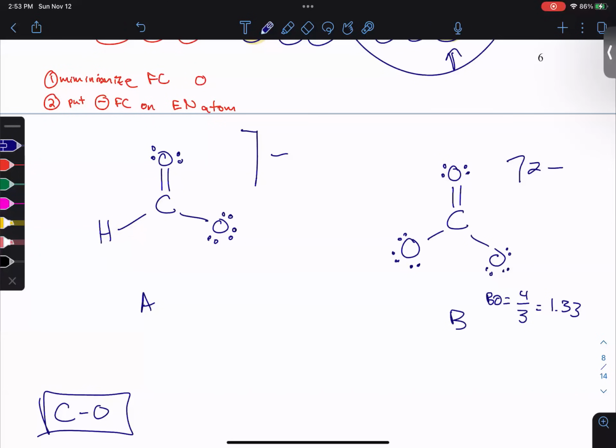So let's calculate it. The double bond can exist in how many different locations? 2. So the bond order here is going to be a double bond and a single bond swapping places. So that's 3/2 equals 1.5. So which one has the stronger CO bond, A or B? A. And that's a much better question.